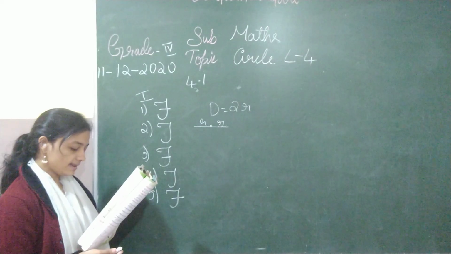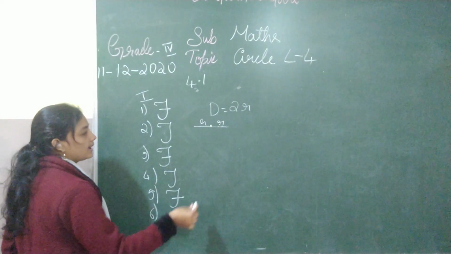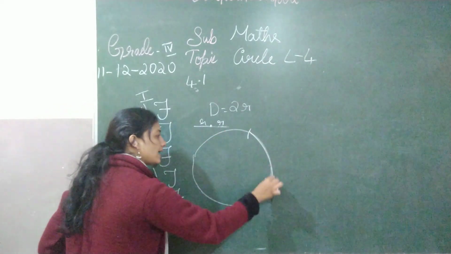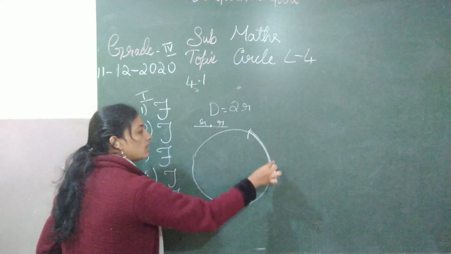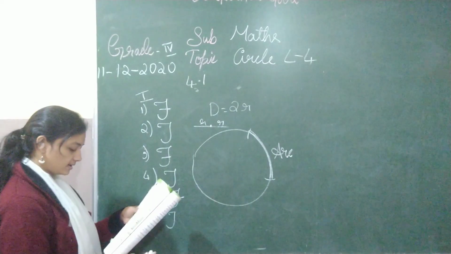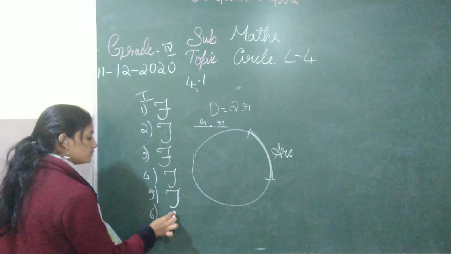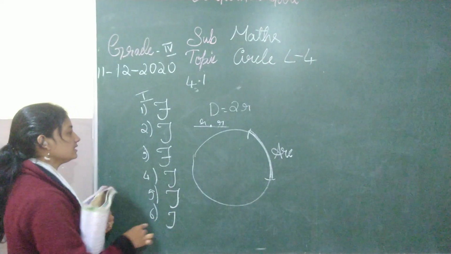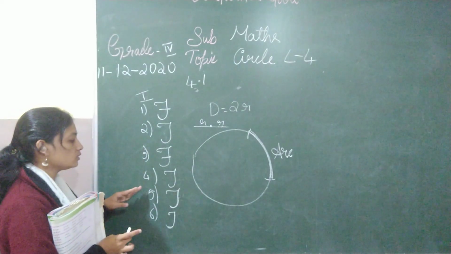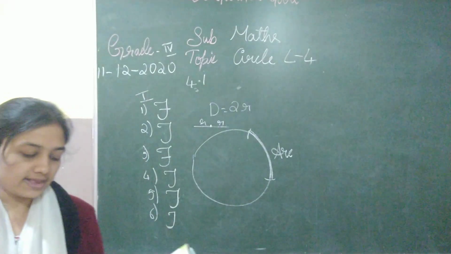Sixth one. An arc is a part of a circle. Yes, if you have a circle, any part of the circle is called an arc. So an arc is a part of a circle. Yes, it is true. So, I say the answers once again. First one is false, second one true, third one false, fourth one is true, fifth one is true, sixth one is also true. Now, let's go for the next one.